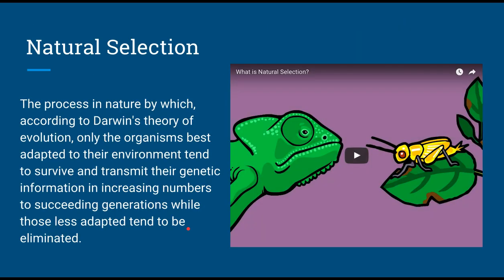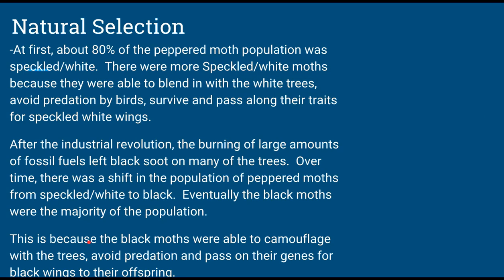Natural selection is the process by which, according to Darwin's theory, only the organisms best suited for their environment tend to survive. And then they transmit their genetic information, that's their DNA, in increasing numbers to succeeding generations, while those less adapted tend to be eliminated. That means they die out or they become extinct. So what's a great example of this?